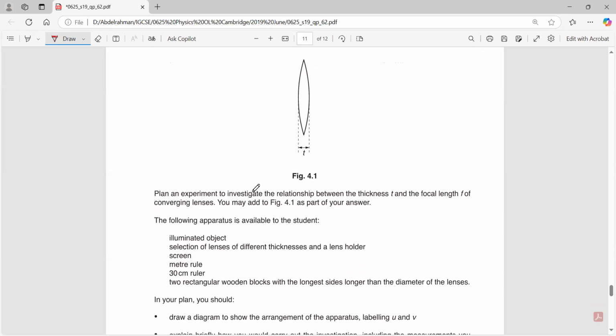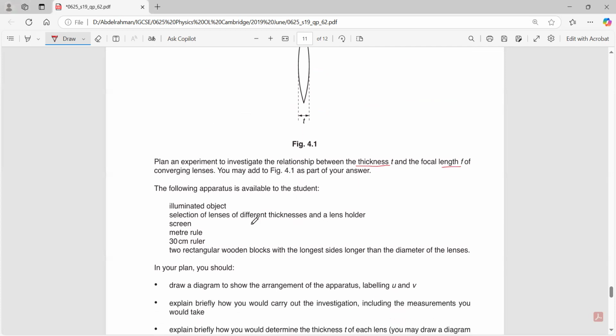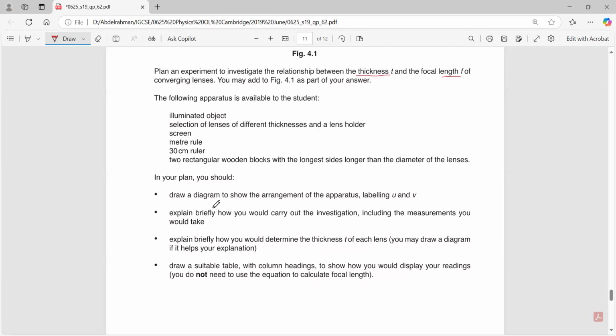Plan an experiment to investigate the relationship between the thickness and the focal length. Thickness and focal length. That's the whole question. Let's go. In your plan, you should draw a diagram to show the arrangement of the apparatus, labeling U and V.